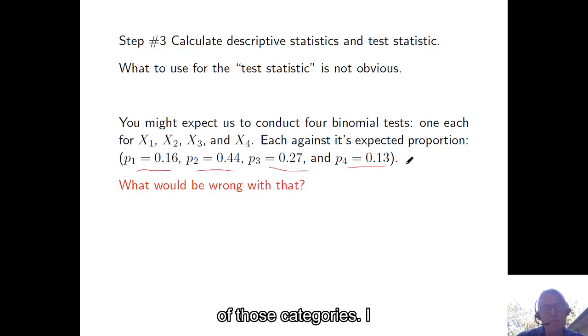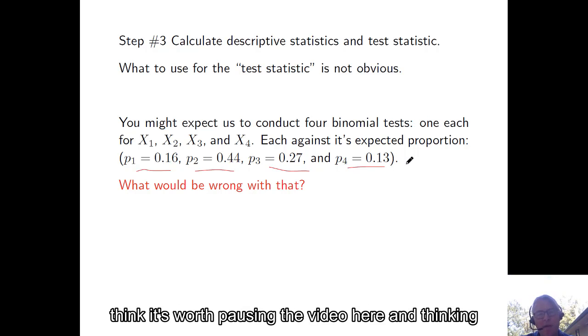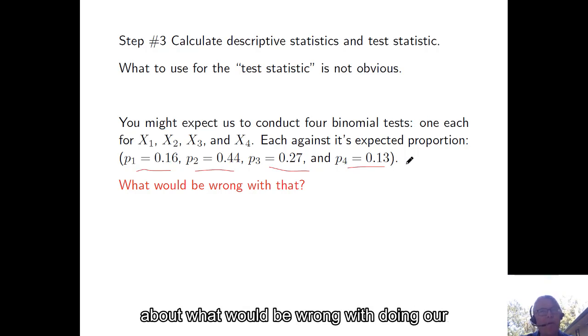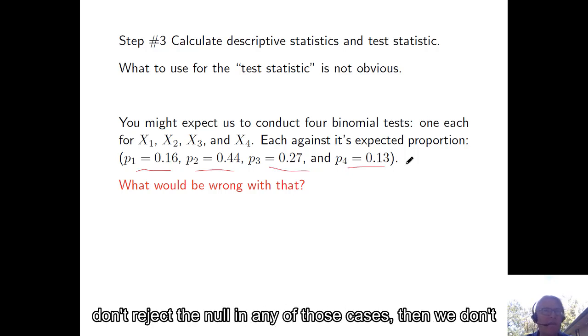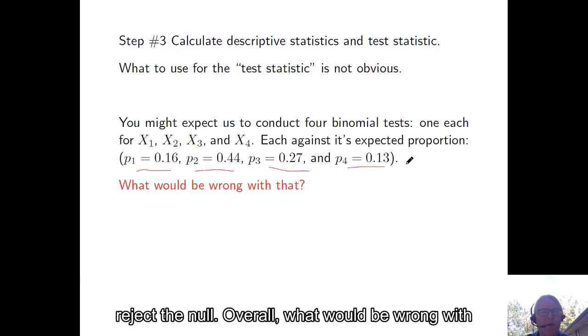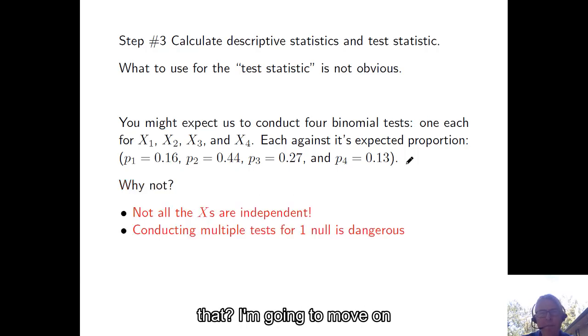I think it's worth pausing the video here and thinking about what would be wrong with doing our hypothesis test by doing those 4 tests. The idea would be if we don't reject the null in any of those cases, then we don't reject the null overall. What would be wrong with that? I'm going to move on and basically answer that question.